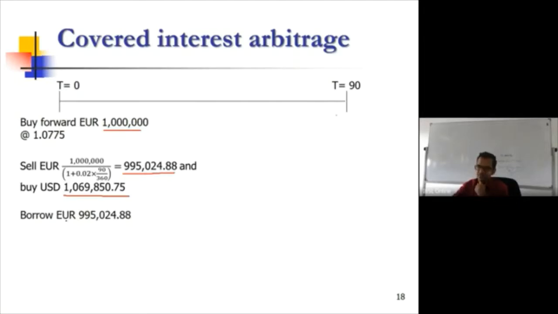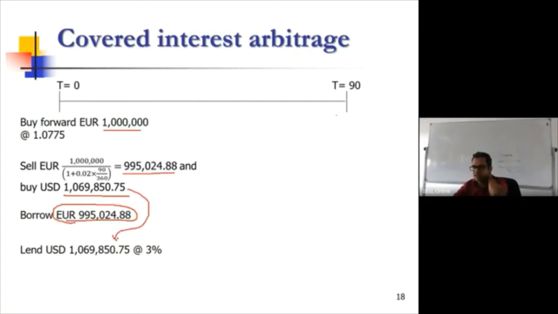So you borrow only that amount of euros. Then you sell it and get these dollars. You will lend that same amount of dollars at 3% for a 90-day period.